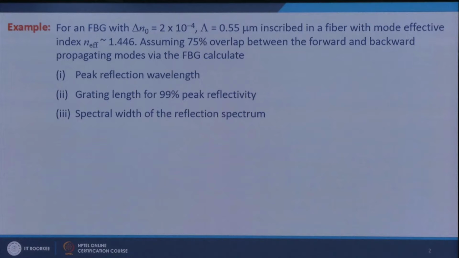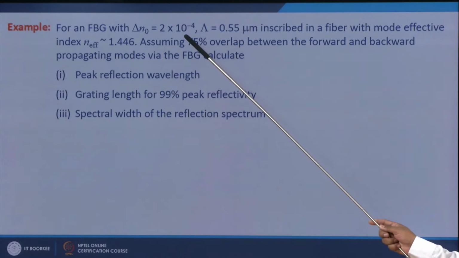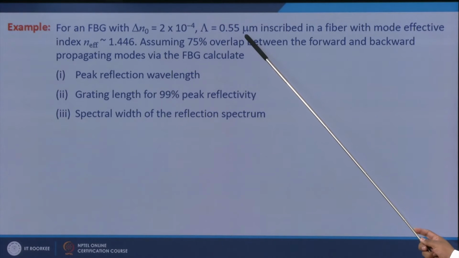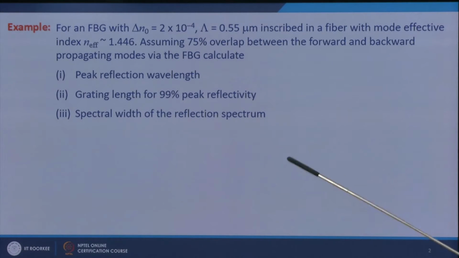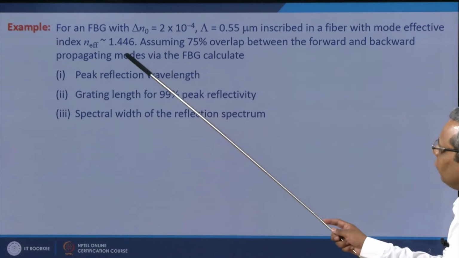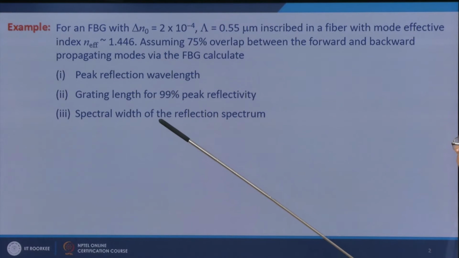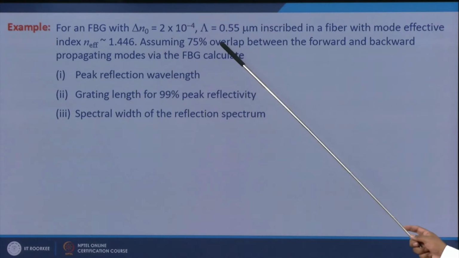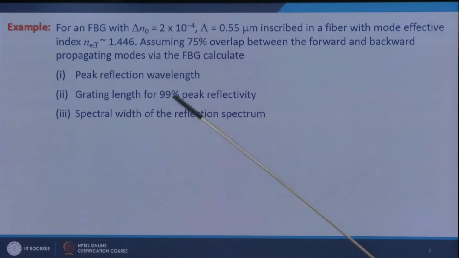If I have a fiber Bragg grating with delta n 0 equal to 2 times 10 to the power minus 4 and grating pitch or grating period is 0.55 micrometer, and this grating is inscribed in a fiber with mode effective index 1.446, and if I assume that the overlap between the forward and backward propagating modes via FBG is 0.75 or 75%, then what is the peak reflection wavelength, what is the grating length for 99% peak reflectivity, and what is the spectral width of reflection spectrum.